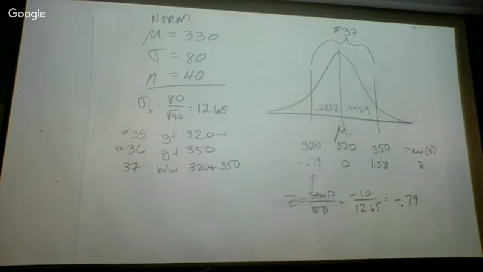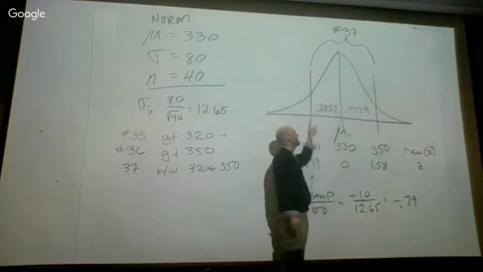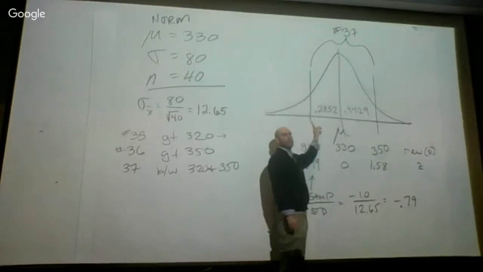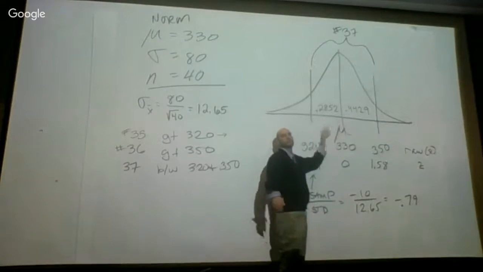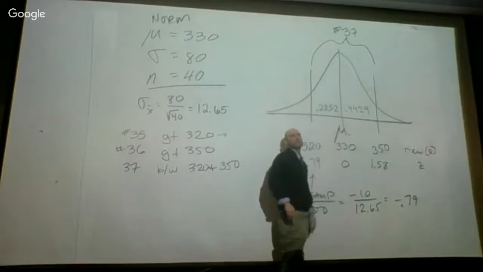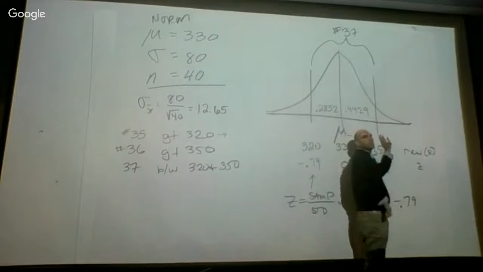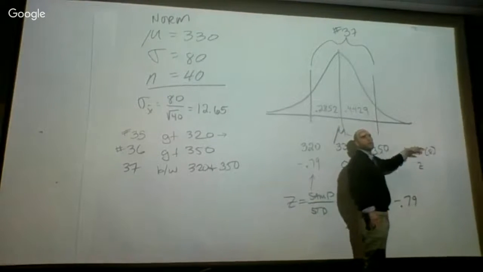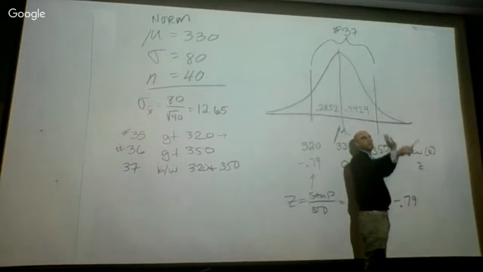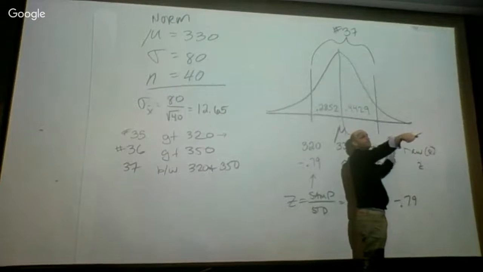For greater than 320, I'm going to have to add or subtract something to find the answer to 35. What am I going to add together to find greater than 320? 0.5 plus 0.2852. Sounds good. If I want to find greater than 350, what am I doing? 0.5 minus 0.4429.